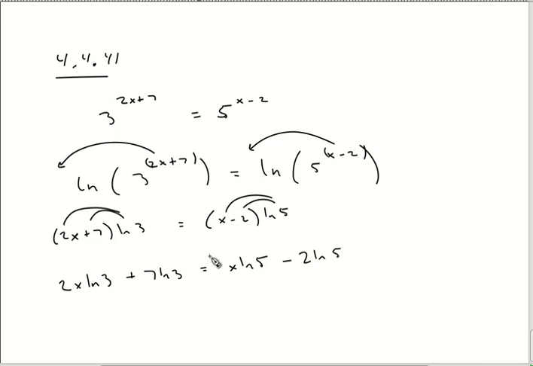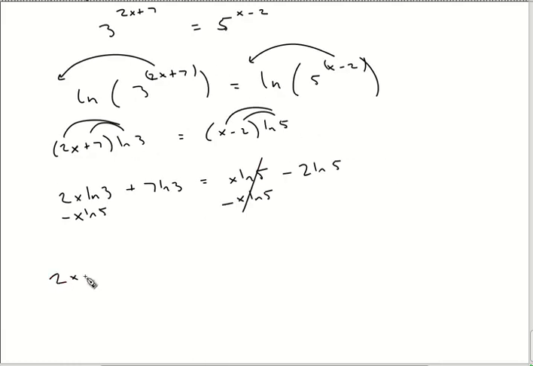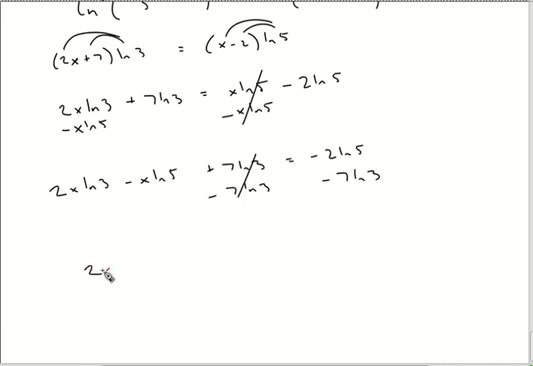Now what we have to do is get x's on one side, get everything else on the other. This looks crazy, doesn't it? I know, it does, doesn't it? So what I'm going to do is slowly move things over. So I'm going to move my x's over. So I've got a 2x ln3 minus x ln5 plus 7 ln3 is equal to a negative 2 ln5. I'm going to minus 7 ln3 onto the other side. You might be wondering, wow, what in the heck is going on here? I know. There's a lot of moving parts here. It's a tough problem. It's a tough one.